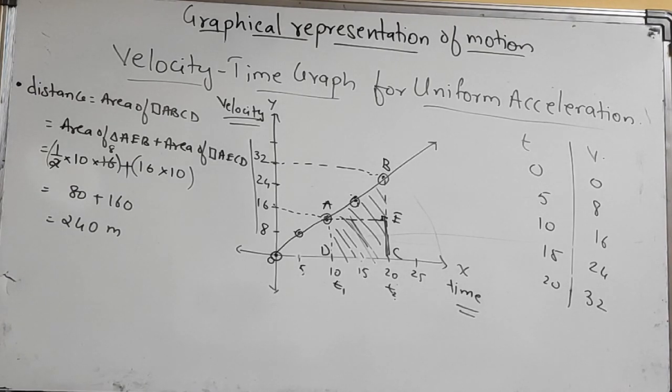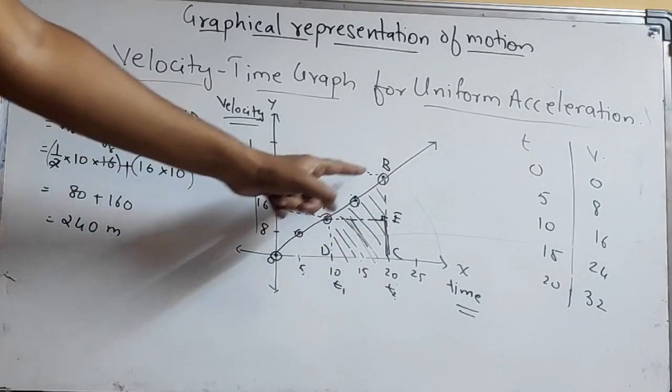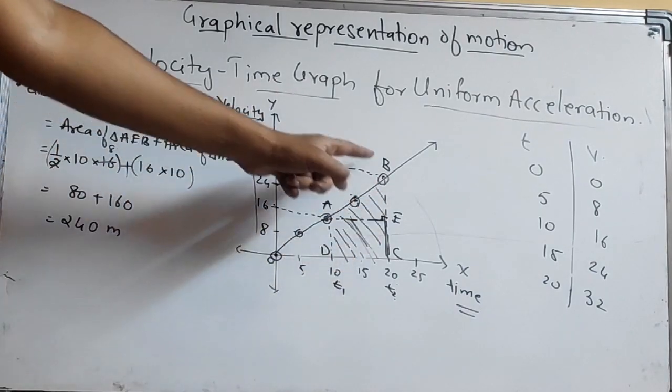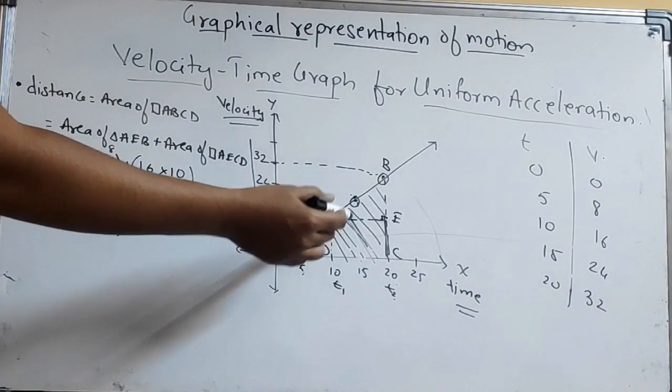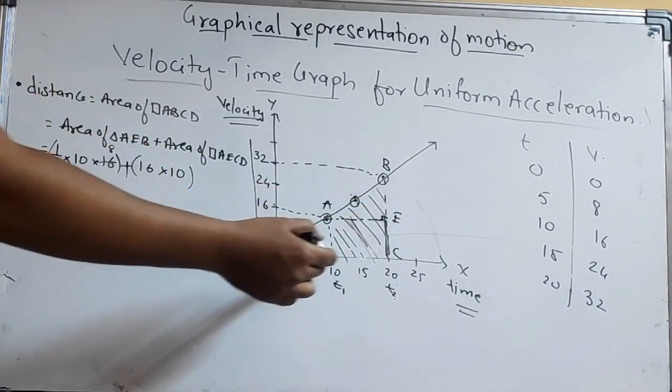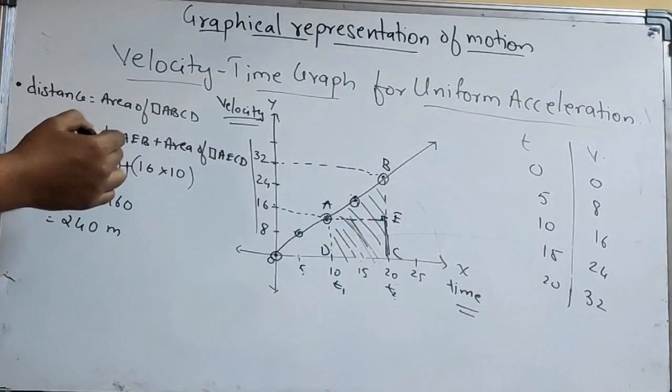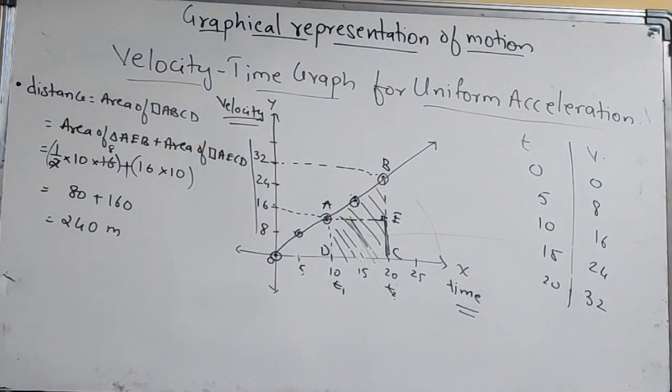Now, this velocity and time graph for uniform acceleration can also be used to find the acceleration of the given object. How can you do that? I hope it is clear to you how to find the distance covered. The distance covered is the area under this graph, the area of the trapezium. I split this trapezium into two parts, one triangle and one rectangle. The area of this triangle plus the area of this rectangle gave the distance covered as 240 meters.